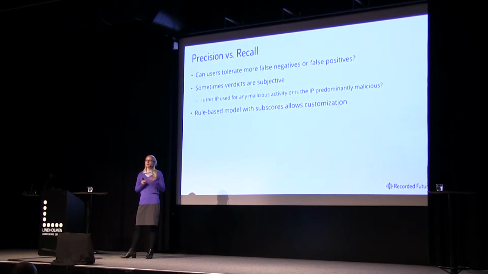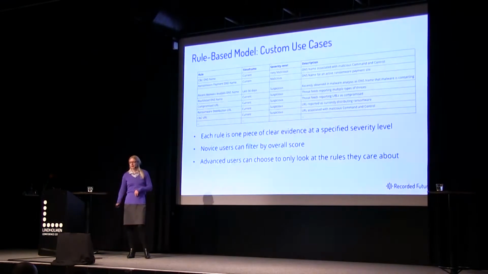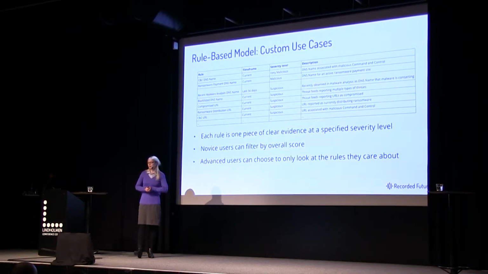So we address this by making our model customizable in some sense in the output. With this rule-based model, we're able to compute different subscores that our users can then use. So here's an example of what some of our rules look like. Typically, we have a few dozen rules, and any indicator can match with 0 to however many of these rules. For each rule, we have some type of evidence that we present along with it. And then we also have a severity level associated with it. And I'll come back to these severity levels in a little bit more depth later in this talk.